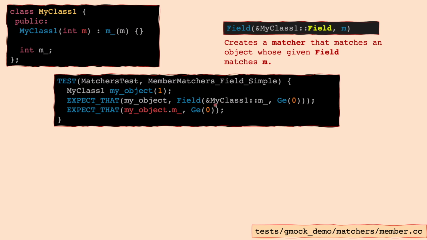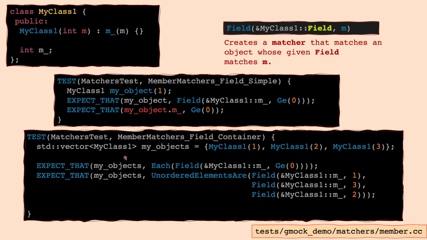So these two are very similar, and you might ask, why should I use this more complicated one compared to this? And the answer is that the main usage comes when you want to chain this with other matchers. Let's look at this example. Suppose you have a vector of objects of this class. One has its field m to be 1, the other is 2, and the last one is 3.